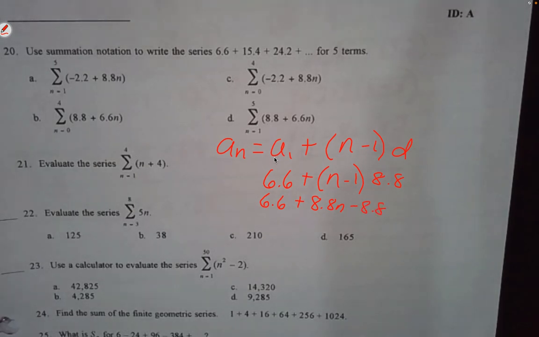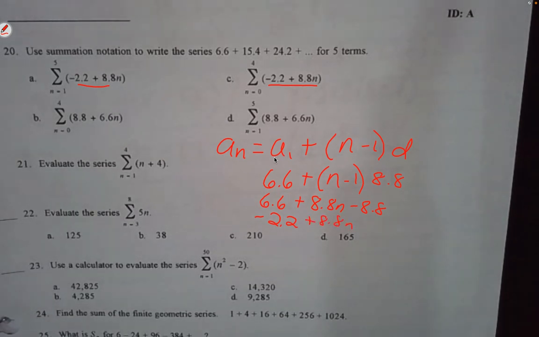So what do we get for our formula? It looks like it's going to be 8.8n and a negative 2.2. Do y'all see that right here and here? Yes, ma'am. So, and then our series goes for 5 terms. Wait, you're going really fast. Sorry. Okay. So did you get this part right here? Yeah, I'm here. So when you combine the 6.6 and negative 8.8, what do you get? Negative 2.2. So negative 2.2 plus 8.8n.